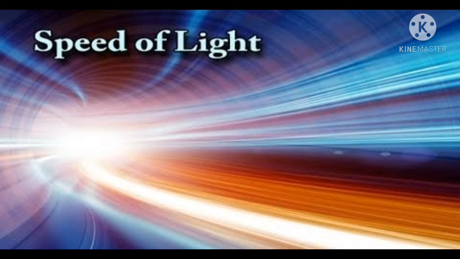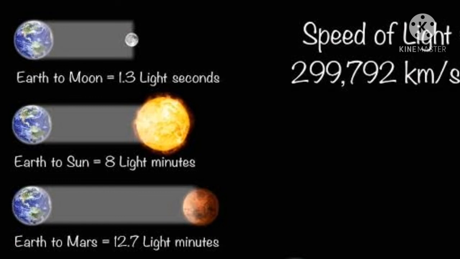However, it takes light a lot more time to travel from faraway objects in space to the earth. Sunlight takes around 8 1/4 minutes to travel from the sun to the earth. Light takes several years to travel from the other stars to the earth.